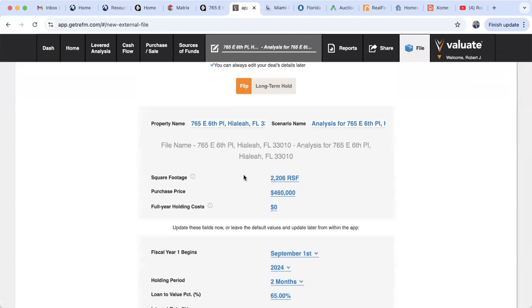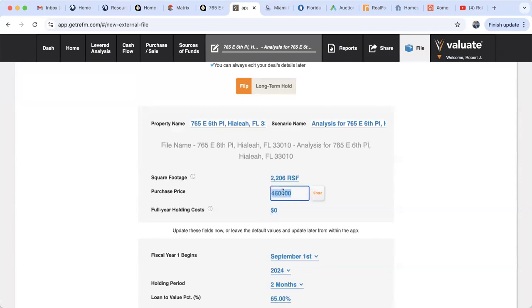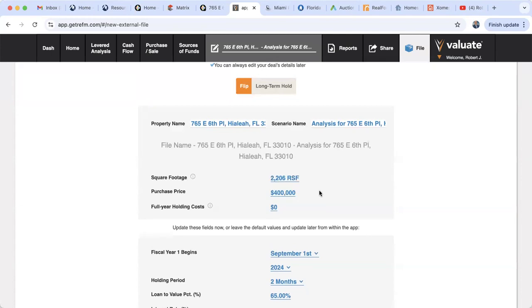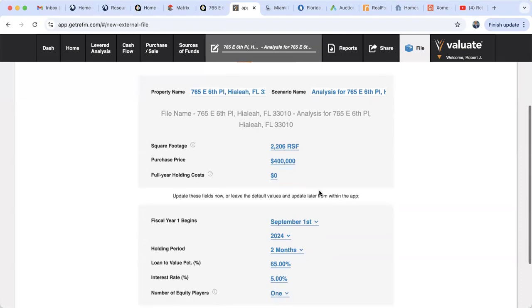All right, so the fact is the property has been on the market now for a year, and they have failed to sell it at 460. So let's go ahead and offer them a cash offer of $400,000 with no contingencies, meaning no inspection, no appraisal. We're going to buy it, we're going to fix it, and we're going to turn it for a profit. So $400,000, no contingencies.